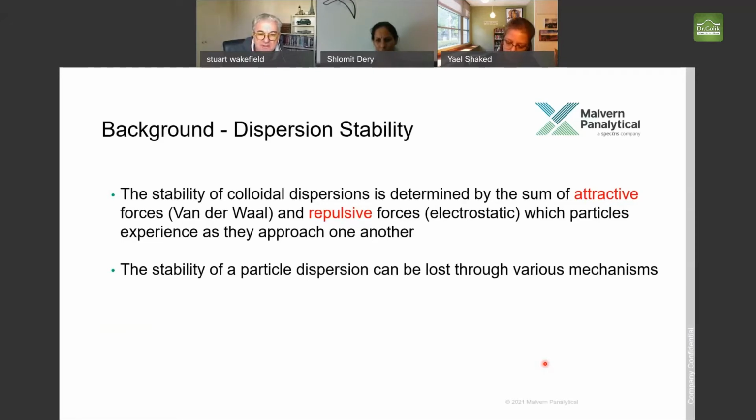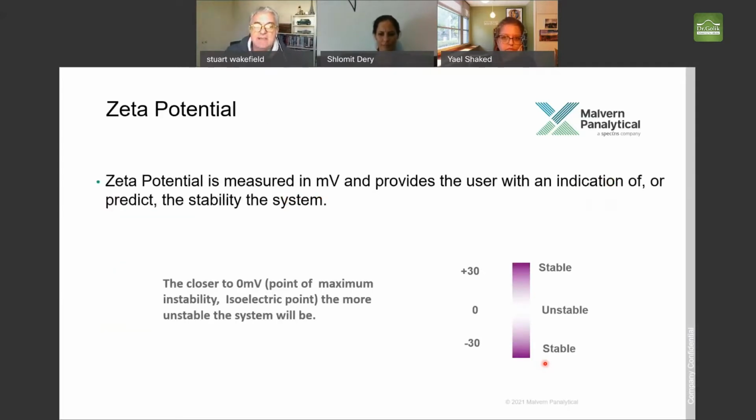Now, the important thing to remember here is that the stability of a colloidal dispersion can be lost or gained through different mechanisms. And Zeta Potential is the one thing that helps us understand that chemistry. The Zeta Potential is measured in millivolts, okay? 0 millivolts is typically what you would call the point of maximum instability. Your system will never be more unstable. Its ability to flocculate or coagulate is going to be at its highest.